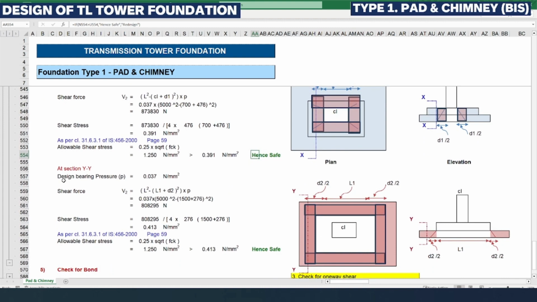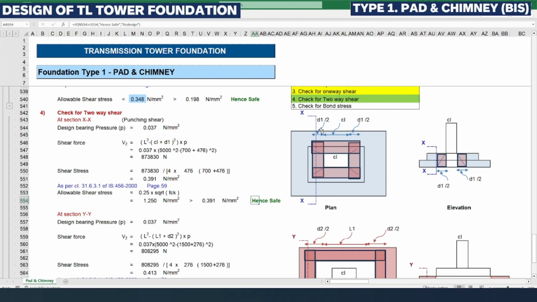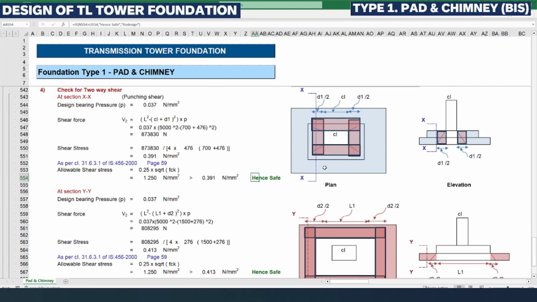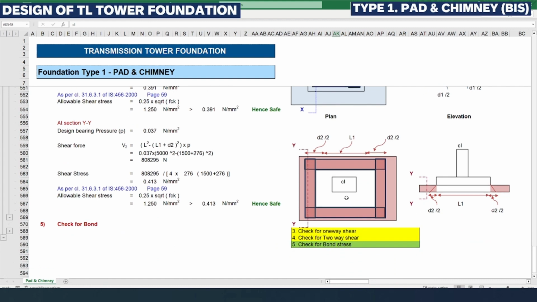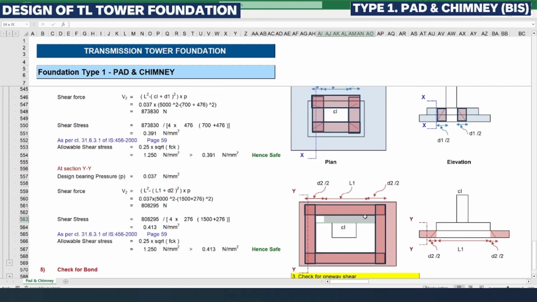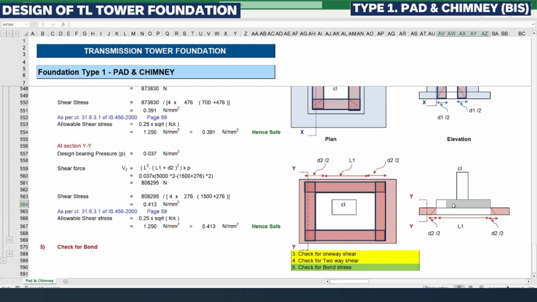Similarly for section YY we need to consider the same thing. Here instead of D1 we need to consider D2, and instead of the column size we need to consider the drop size, that is the drop face. Here in the section you can see this portion is going to act as the effective two-way shear for this base slab.